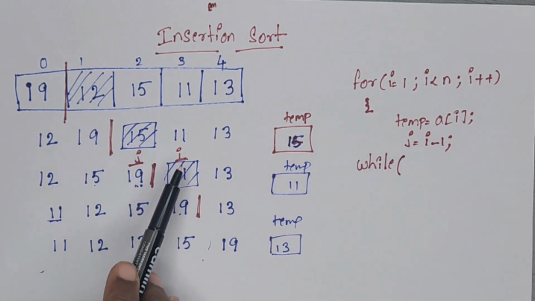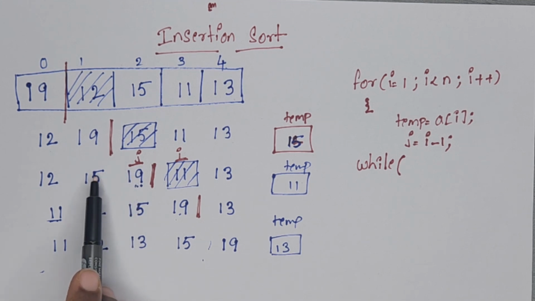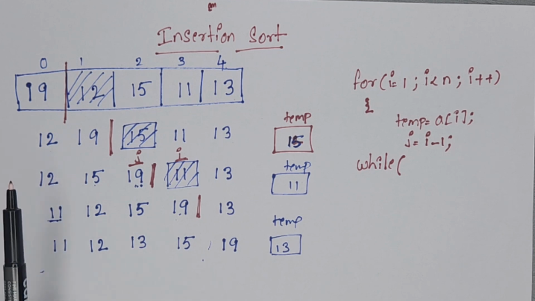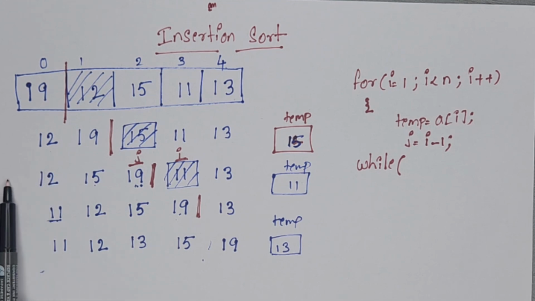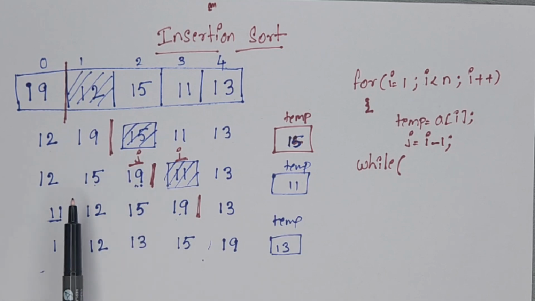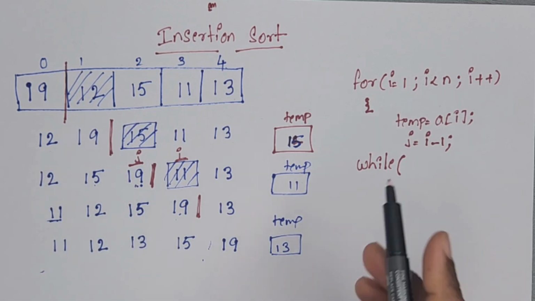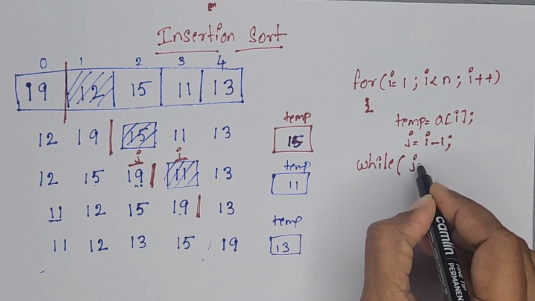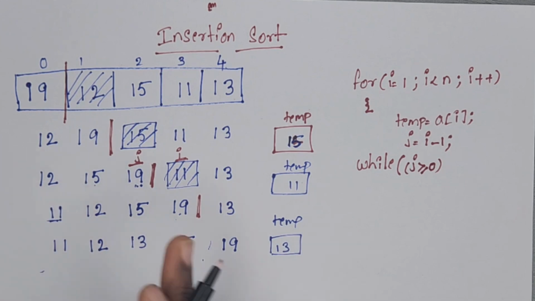While, okay, if I is 3, then j starts from 2. So now you can compare with the jth element, then decrement j, then decrement j. If j is greater than or equal to 0, then only you can compare. After comparing this element, anyway, we have to decrement j value. If j is minus 1, can you compare? No. So until j is 0, you can compare. While j is greater than or equal to 0, then only we can compare the jth element.